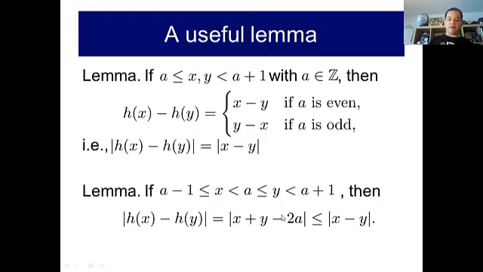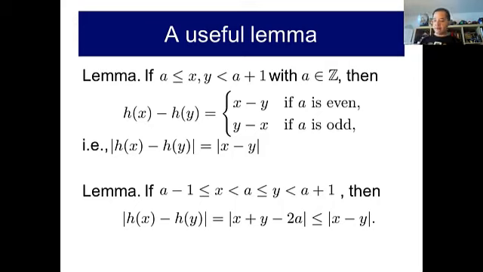For the second case, I don't get something as pretty. The answer is now the absolute value of x plus y minus 2a. But the important thing to know is that that number is less than or equal to the absolute value of x minus y. So the difference is still smaller than x minus y, and that's going to be important later on. Okay, so let's start by proving this lemma.